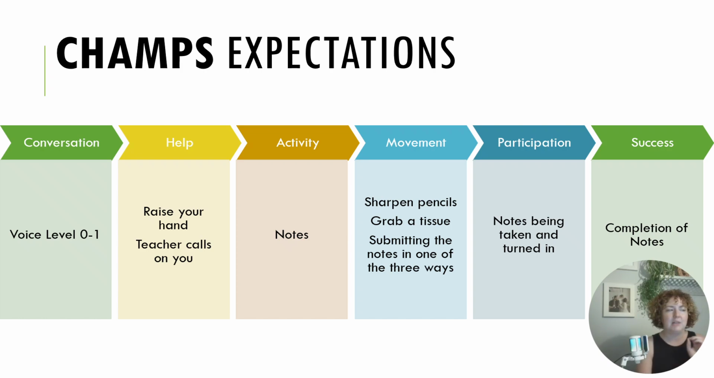So your CHAMPS expectations. Your conversation should be between a 0 and a 1, more so 1 when you're communicating with me. Help: raise your hand, I'll call on you, I'll come over. You are working on notes. You can get up, sharpen your pencil, grab a tissue, submit notes in one of three ways, all that kind of stuff. Participation: get your notes done and turned in. That is also how you're going to show me success. So there's your CHAMPS for today.